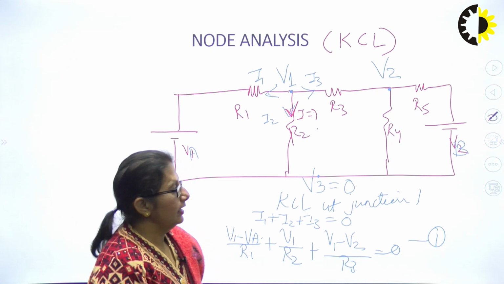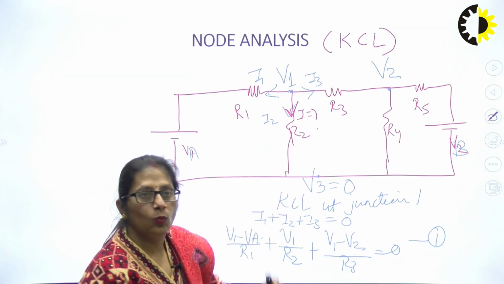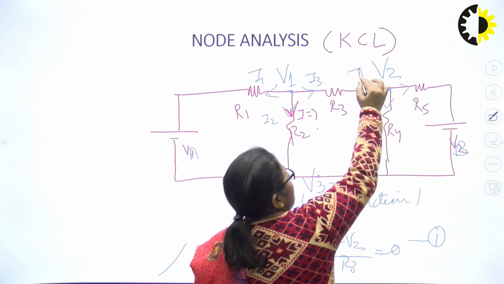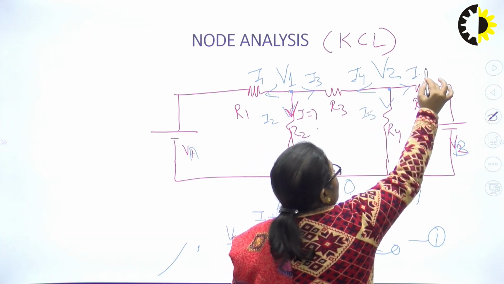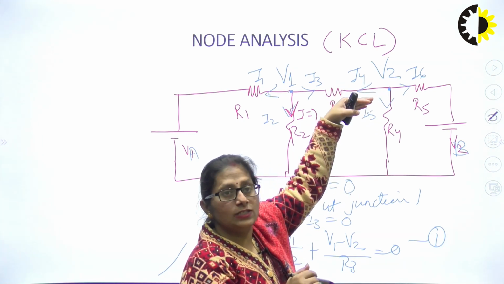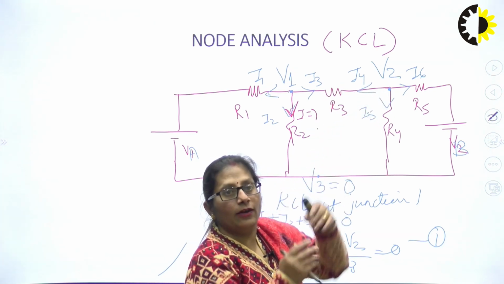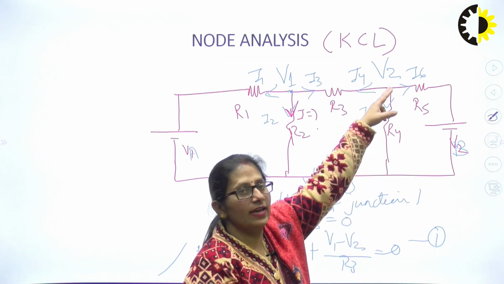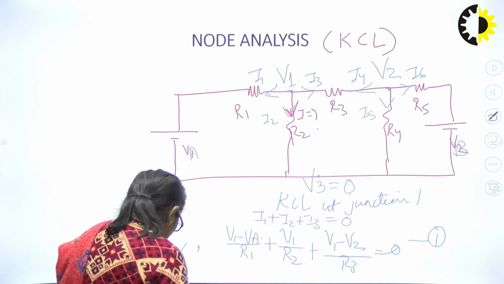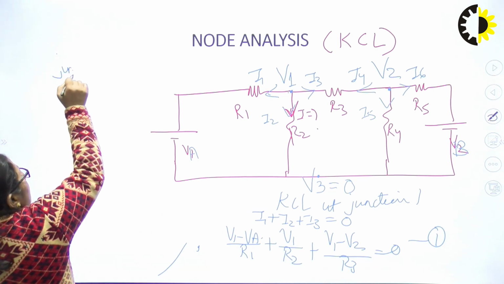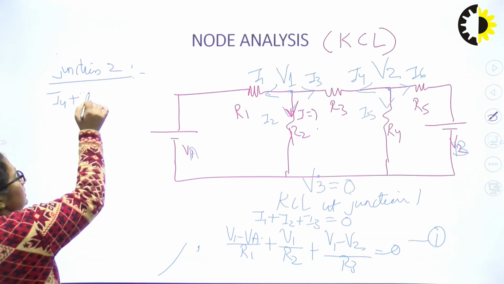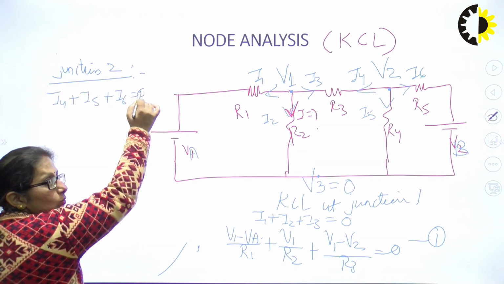Similarly, if I apply KCL at junction 2, once again at junction 2, how many branches? 3. Let's name them I4, I5, I6. This time I consider that V2 is at the highest potential, so the currents at junction 2 are all leaving the junction. So I4, I5, I6 all are leaving the junction. If I apply KCL, I4 plus I5 plus I6 is equal to 0.